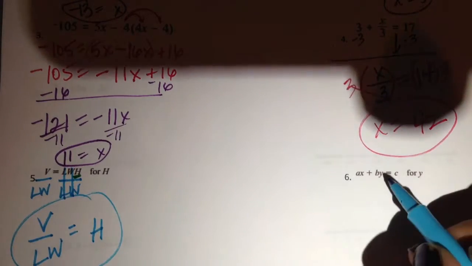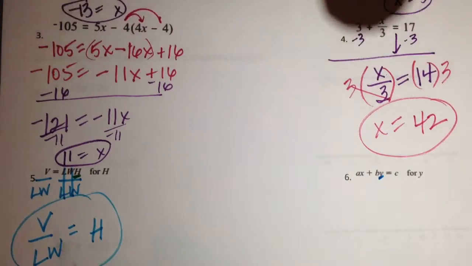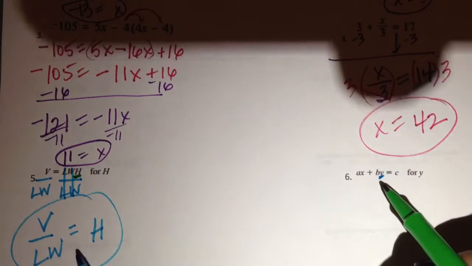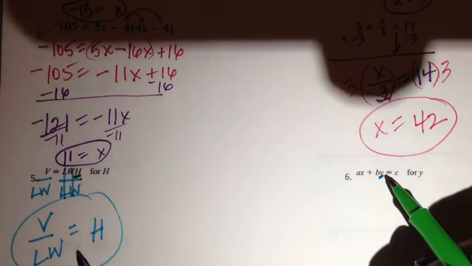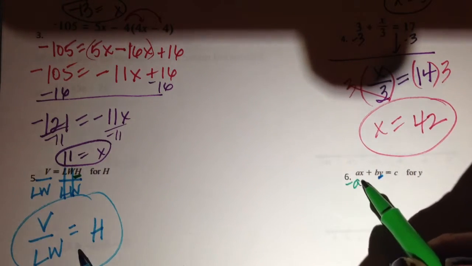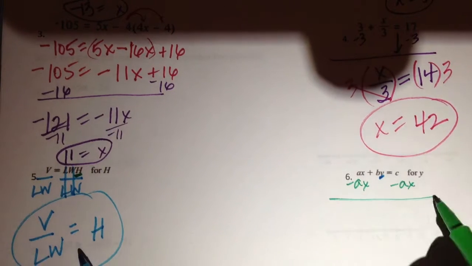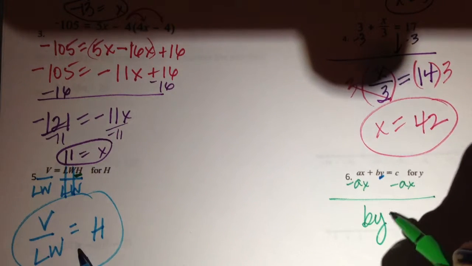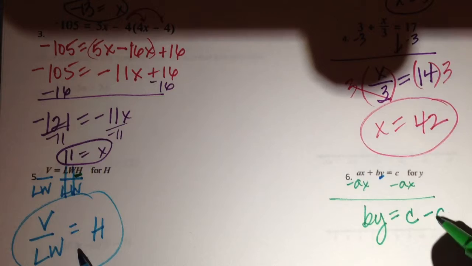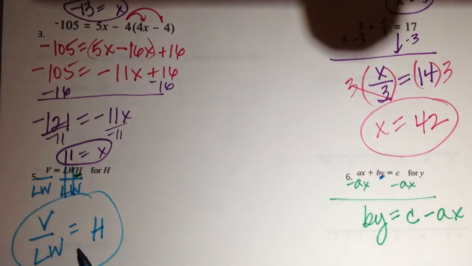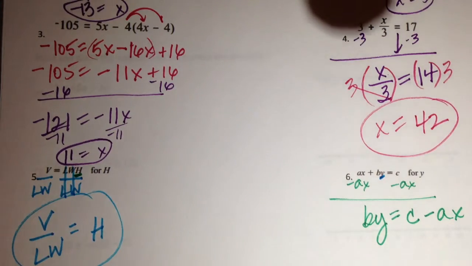In number 6, I need to solve for y. This is our standard form for a linear equation. Let's put it into a y equals. If I need to solve for y, I'm going to first take away a times x. So I'll be left with by equals c minus ax. I can't do any better than that because c and ax are not like terms.